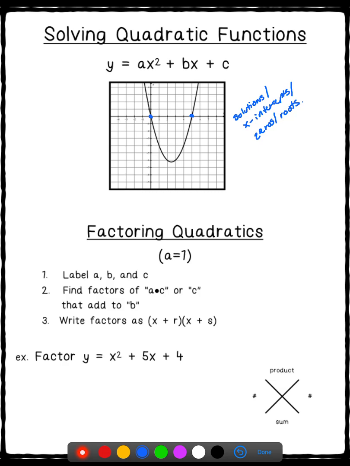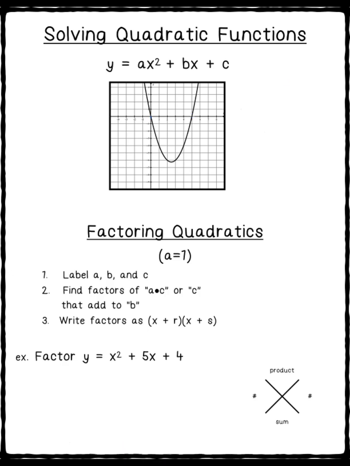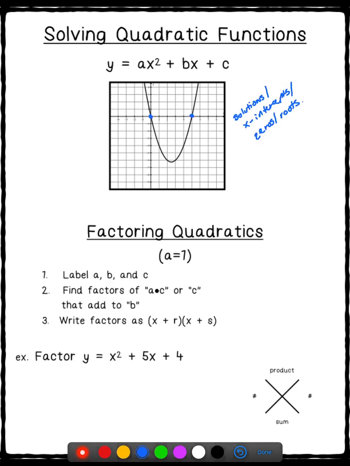So when we look at factoring, we're looking at the form y equals ax squared plus bx plus c. All right. When we factor, we first want to label our a, our b, and our c when we're looking at a problem. And then we want to find the factors of a times c, but since our a is 1, we're looking for factors of c that add to give us our b. And then we're going to write the factors as x plus r, which is one of the factors, and then x plus s, which is the other factor. So let's look at this example here.